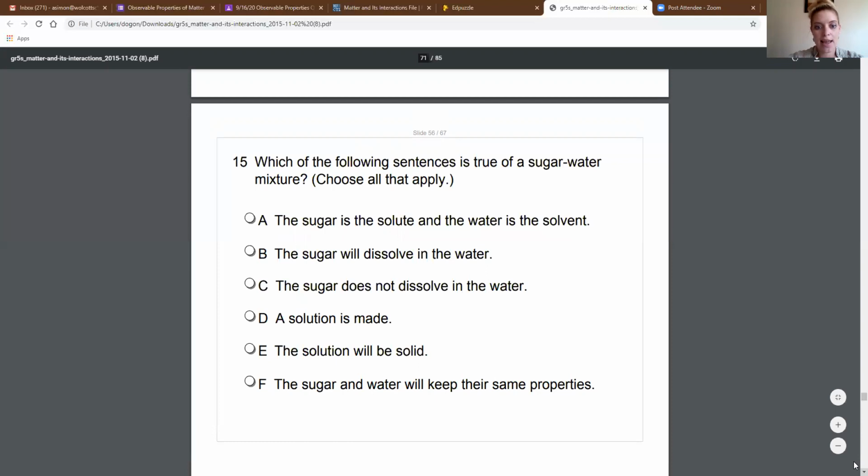Okay, if you said A, B, D, and F, you are correct. The sugar is what's being dissolved, so it's the solute. The water is doing the dissolving, so it's the solvent. We know that sugar does dissolve in water, so it does make a solution, and the sugar and water, as we learned yesterday, are going to keep their same properties. So again, that should have been A, B, D, and F.